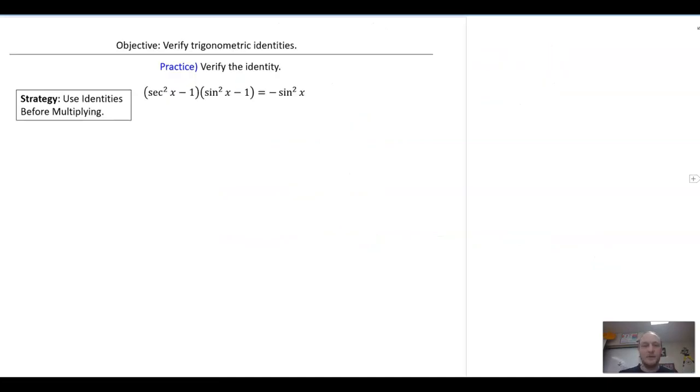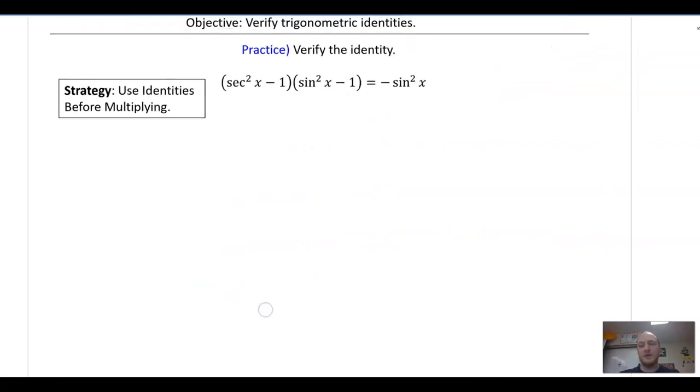All right, here is a practice problem. Go ahead and try this one.